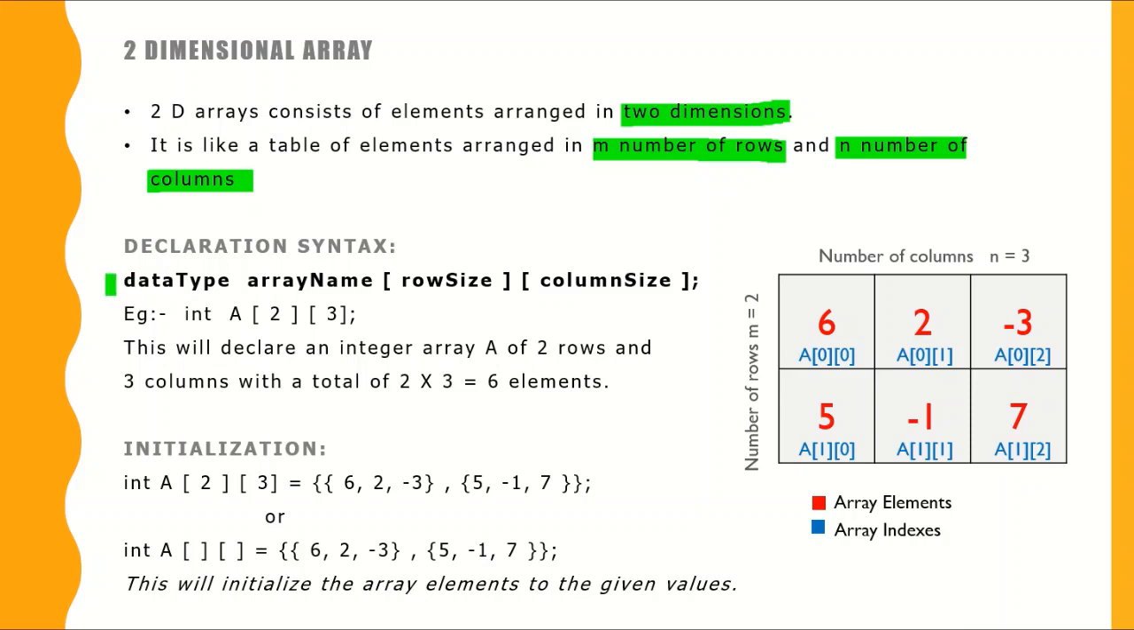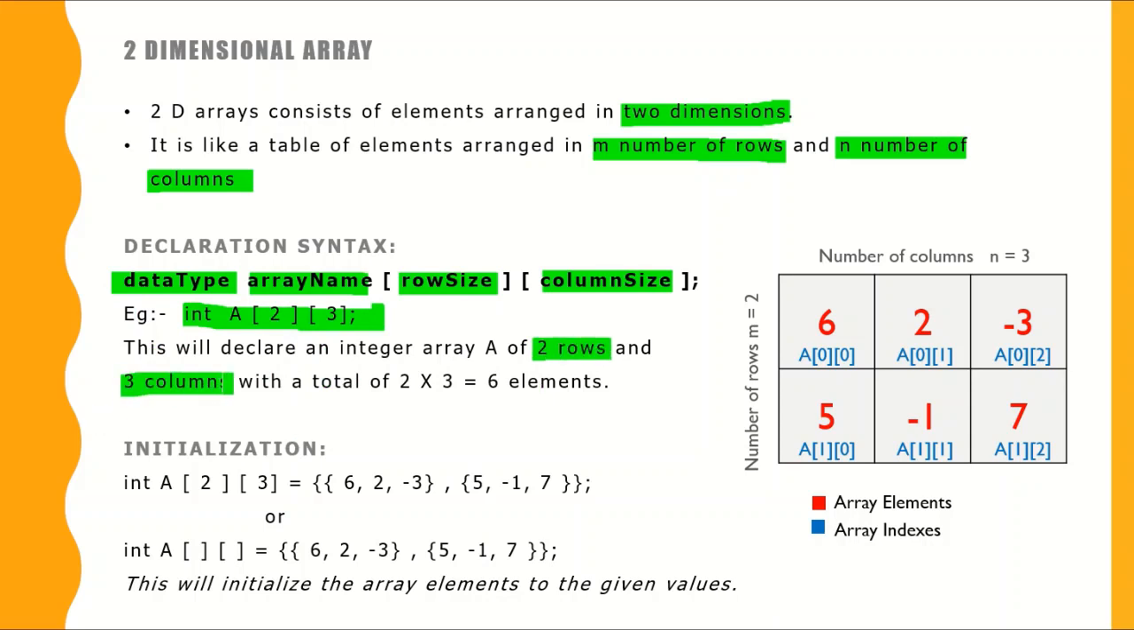Declaration syntax: data type, array name, row size within square brackets, column size within square brackets. Example, int a[2][3]. This will declare an integer array of 2 rows and 3 columns. That is, it is a 2 by 3 matrix having 6 elements.